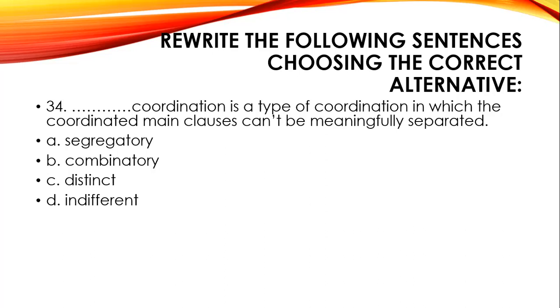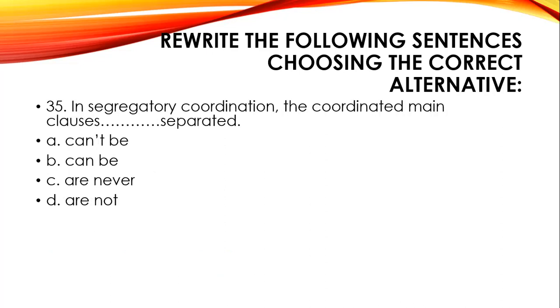Option A, segregatory. Option B, combinatory. Option C, distinct. And option D, indifferent. And the correct answer is option B, combinatory. So combinatory coordination is a type of coordination in which the coordinated main clauses can't be meaningfully separated.